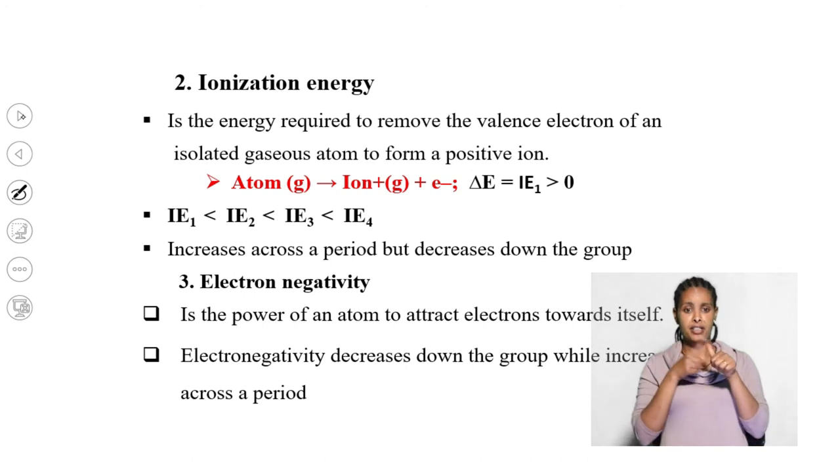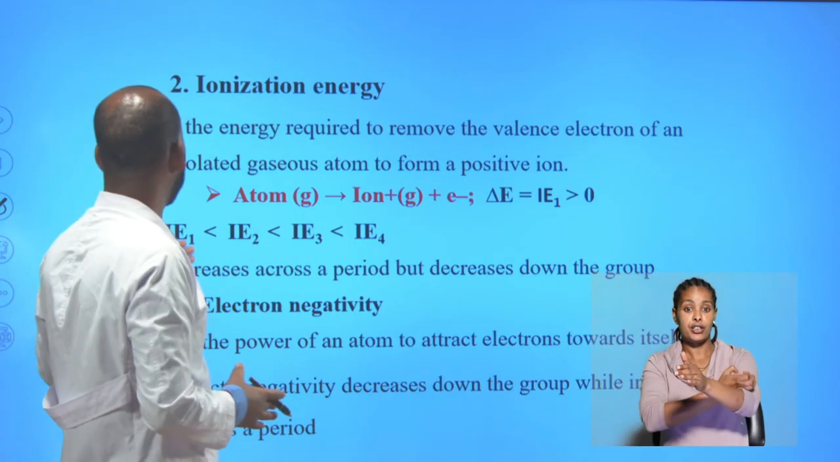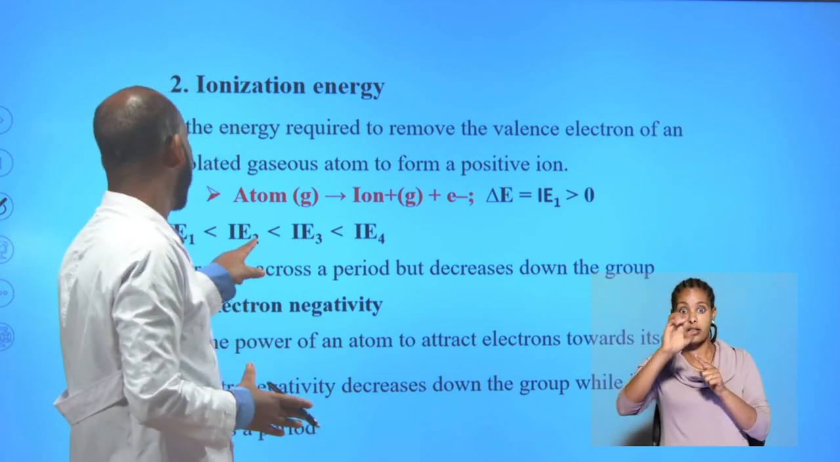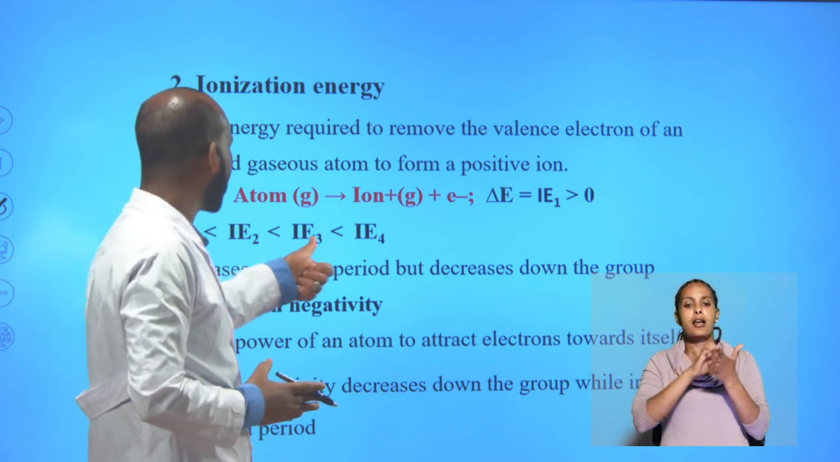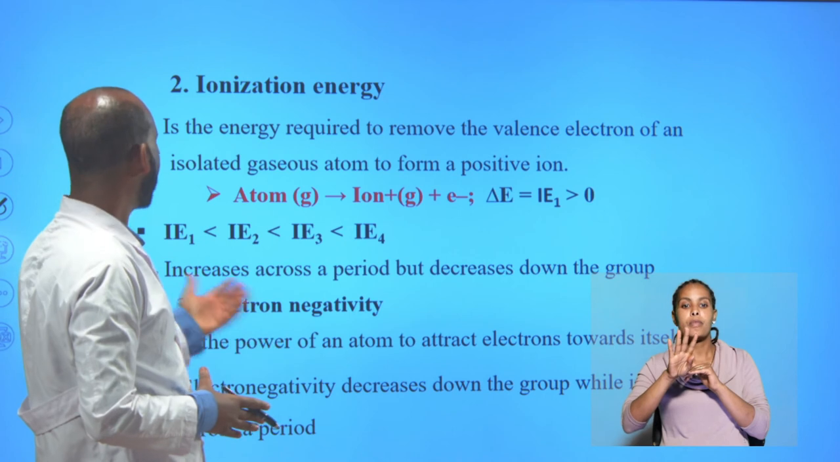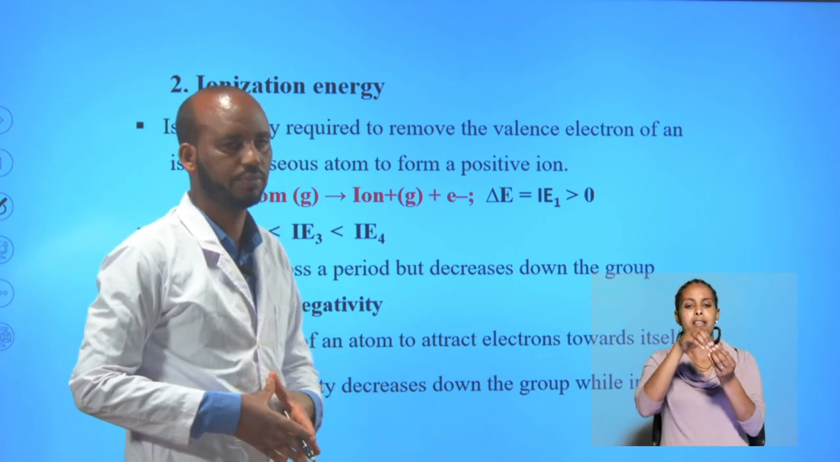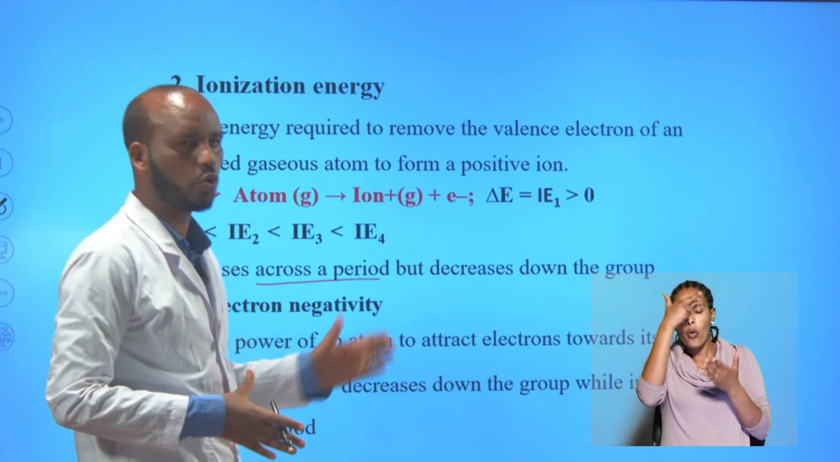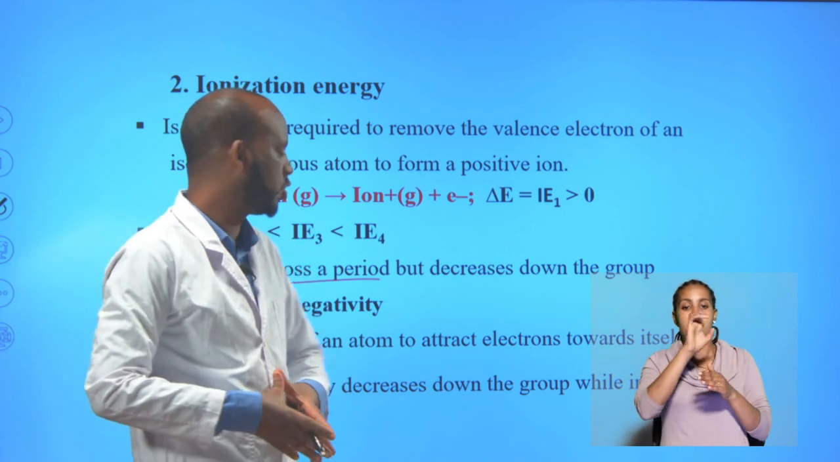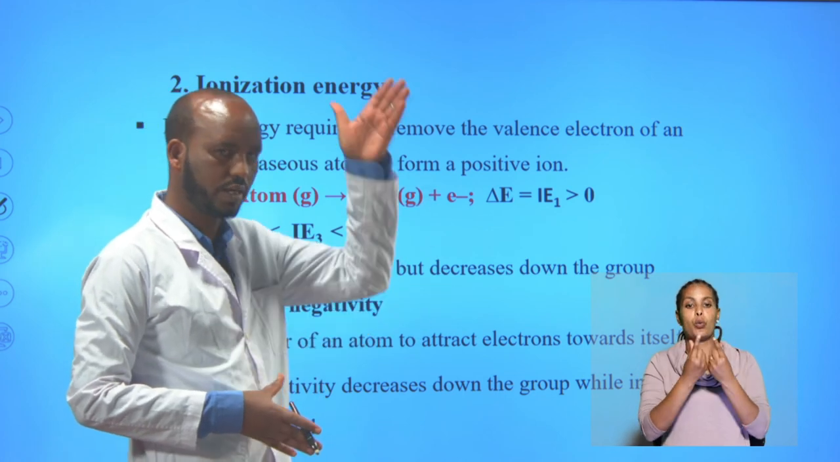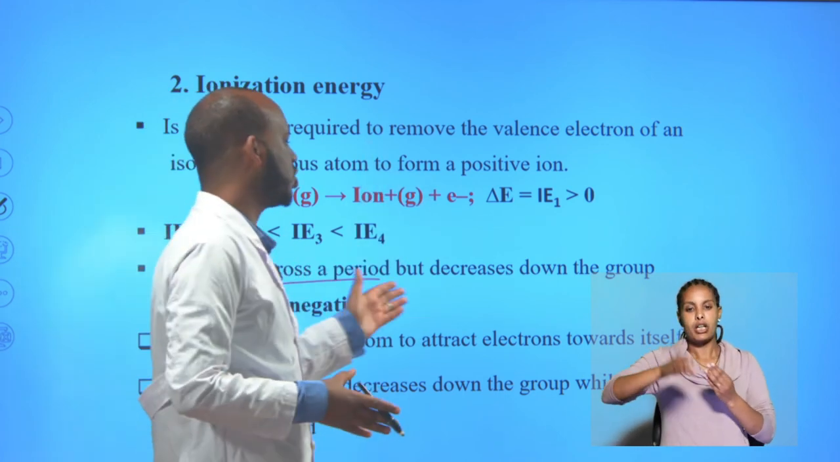The first ionization energy, required to remove the first electron, is less than the second ionization energy. The energy required to remove the second electron is less than the third ionization energy. The energy required to remove the third electron is less than the fourth ionization energy. Ionization energy increases across a period. Why? Because across a period, the effective nuclear charge increases, but it decreases down the group because the number of shells increases down the group. Therefore, ionization energy decreases.